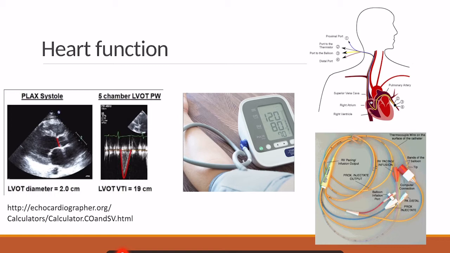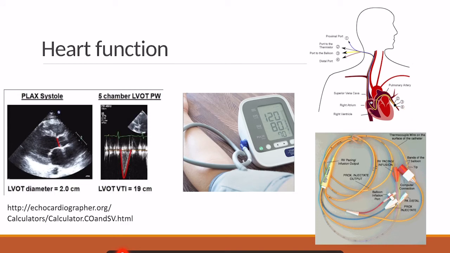And what this does is it goes through the blood vessel, so the internal jugular vein, down into the superior vena cava, into the heart, so this is the right atrium, up through the right ventricle, and then sits in one of the big arteries in the lung called the pulmonary arteries. And what this can do is it can measure the flow of blood going through here and out into the pulmonary arteries.